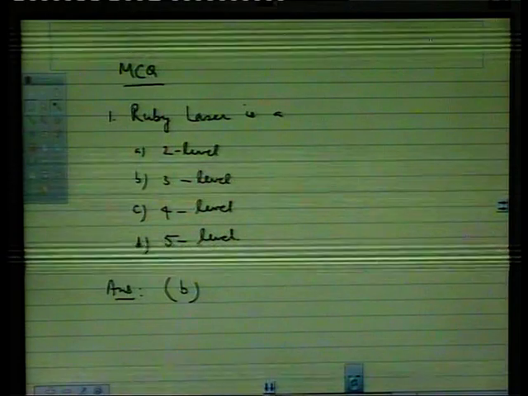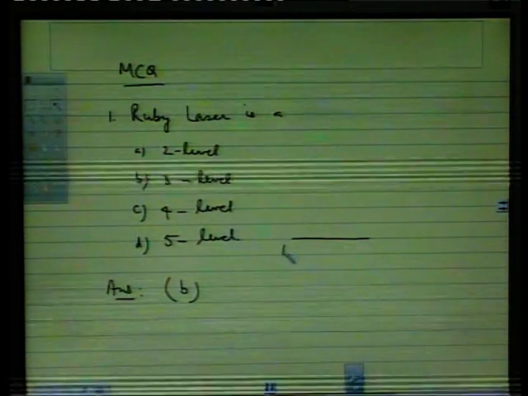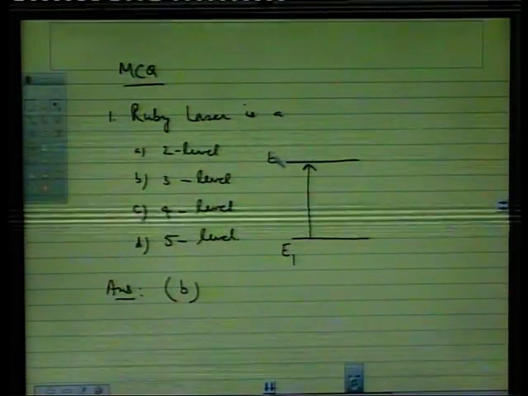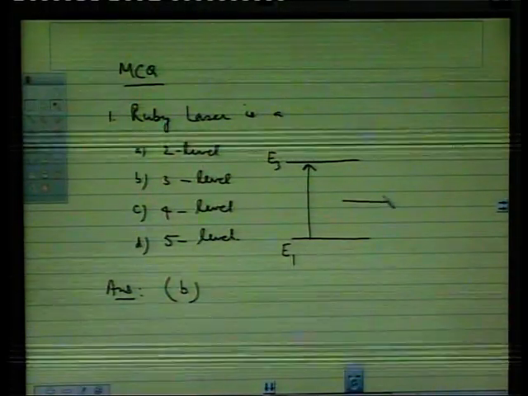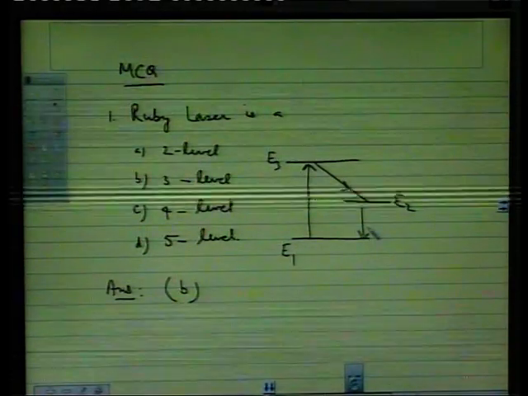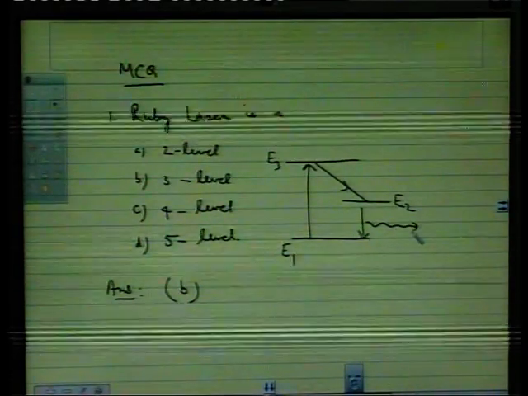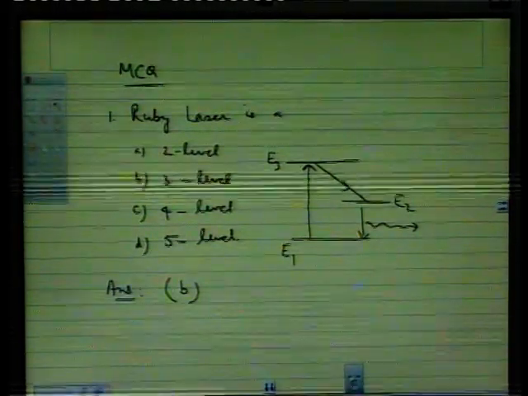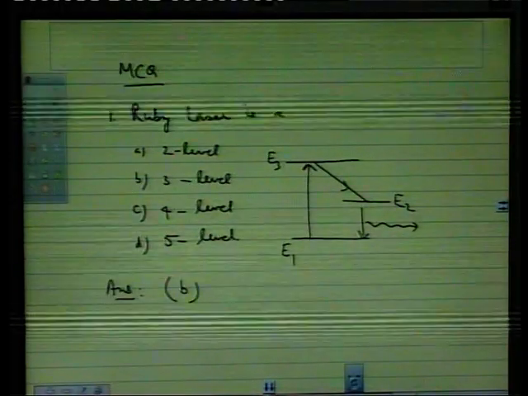You must have studied that from E1 the electron goes to the higher level and then it comes to the metastable state. When it goes again to E1, the light is emitted in case of Ruby laser. So, Ruby laser is a 3 level laser.